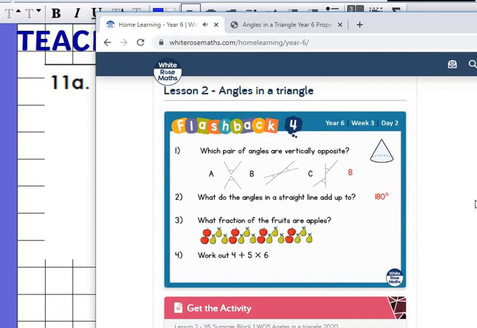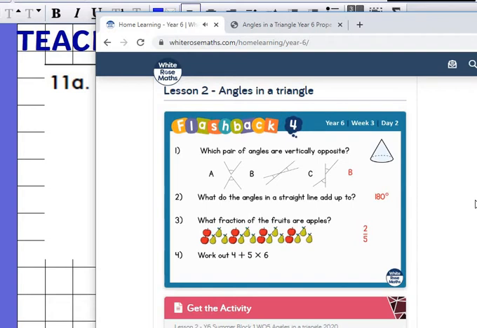Okay, what fraction of the fruits are apples? You could do this in a multiple way. You could add up all the pieces of fruit. You could work out how many of them are apples, how many of them are pears. Or you could see that there's a repeated pattern. There's 2 apples and 3 pears. So the fraction would be 2 out of 5 or 2/5.